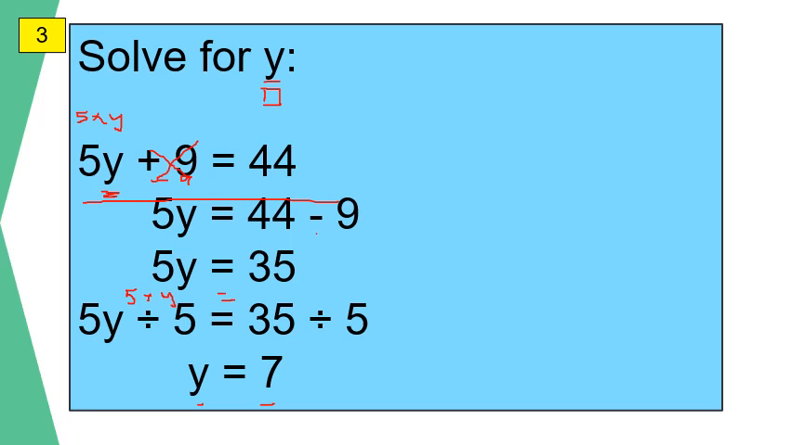So I can say that 5 times 7 plus 9 equals 44. So 35 plus 9, and I know that equals 44. So that's why this understanding of inverse operations is so important. Today we've got some really basic examples, but further down the line, when you start doing algebra, having that knowledge of being able to do the inverse of something and actually break it down is so important.